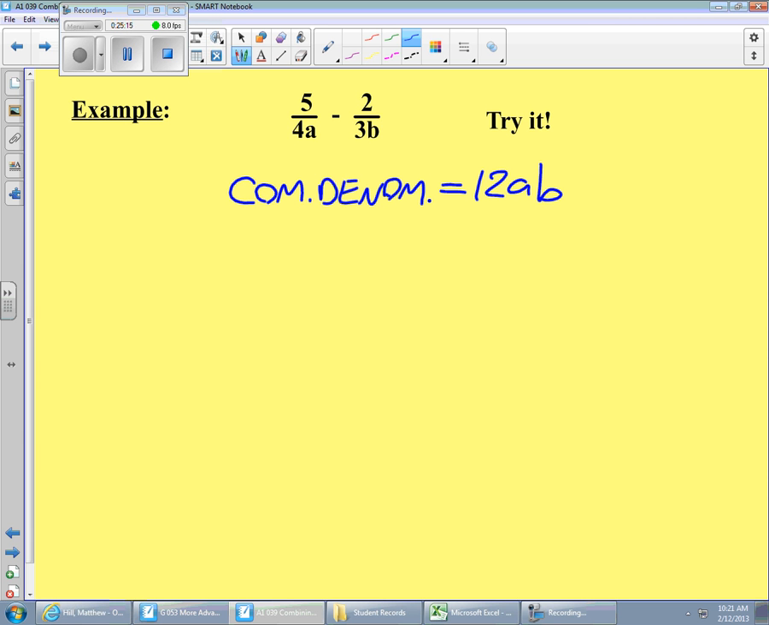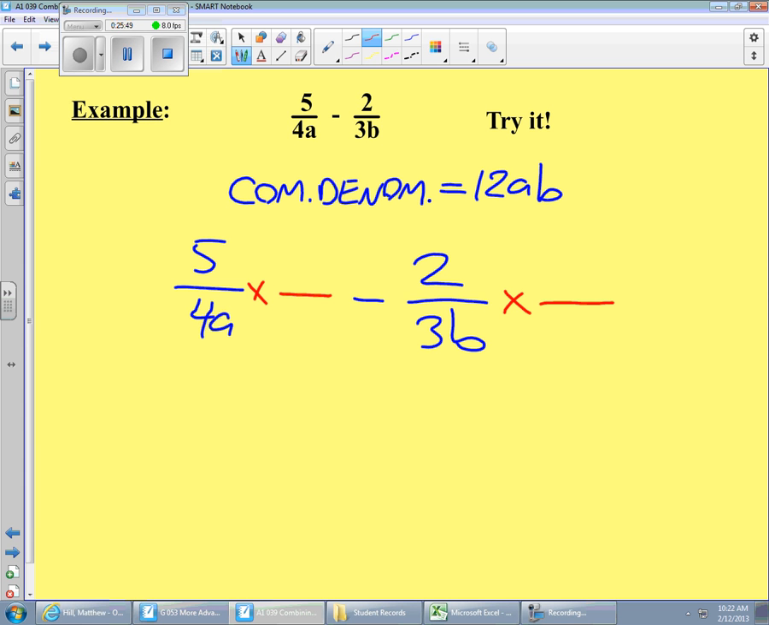Hopefully you were able to come to the decision that the common denominator could be something like 12ab. The two coefficients, 4 and 3. When you start increasing them by multiplying, the smallest number that a 4 and a 3 will both become is a 12. We've got an a and we've got a b in our denominator, so 12ab is probably our denominator. So what we need to do is figure out what we need to multiply our values by so that our denominators can become common.